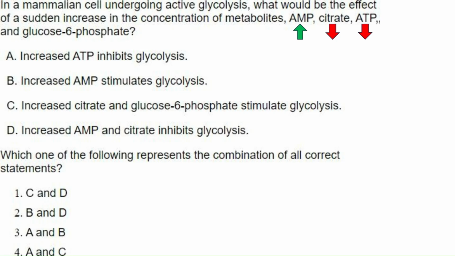And finally, glucose 6 phosphate. So it inhibits the first enzyme, that is hexokinase. So the situation C, that is increased citrate and glucose 6 phosphate stimulates glycolysis, that is also wrong. So the correct ones are A and B. Extra ATP will inhibit glycolysis because cell already has enough energy, and it doesn't need to break down extra glucose, and increased AMP means that ATP stores are very low and glycolysis is required for further ATP production. So the correct answer will be option 3, A and B.